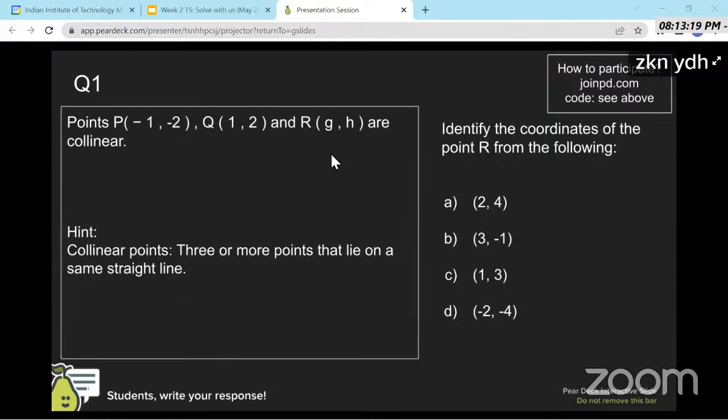Sir, can we plot these points and 0, then it is collinear? Just a minute. Shrishti, yeah, please go ahead. Yes, sir.